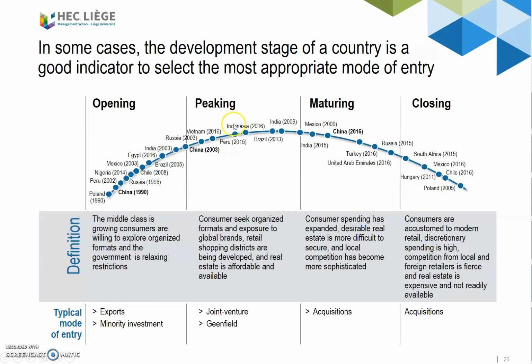Then you have countries that are peaking. Think China in the beginning of 2000. It was peaking. At that moment, you can more think about a joint venture or a greenfield. China today, a very mature country, you can think about an acquisition, obviously. And then if a country is closing, it's down the curve, it's not growing as fast, then you will probably go for an acquisition as well. So also looking at the specificity of a country will help you to decide which entry mode to select. So this one is important as well.